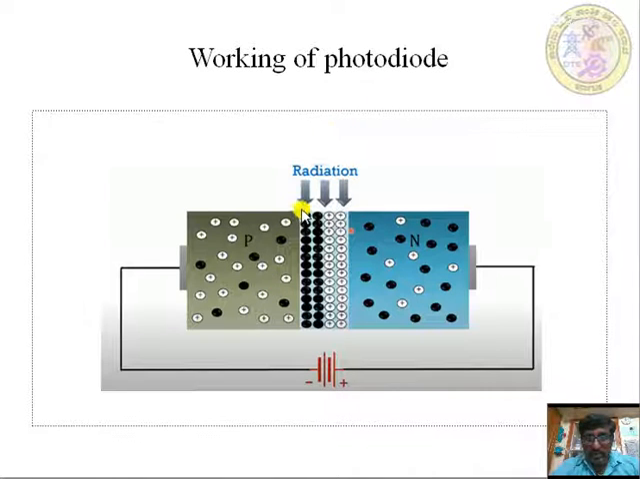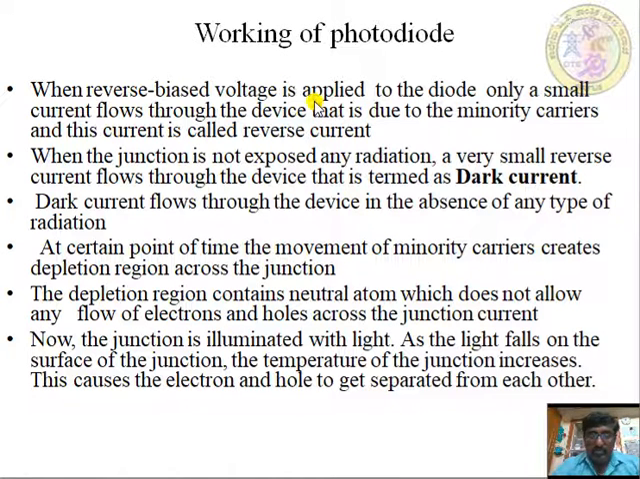In the depletion region, the radiation takes place, which converts the light into an electric current. How does a photodiode work? When reverse bias voltage is applied to a diode, only a small current flows through the device, due to the minority carriers, and this current is called the reverse current.